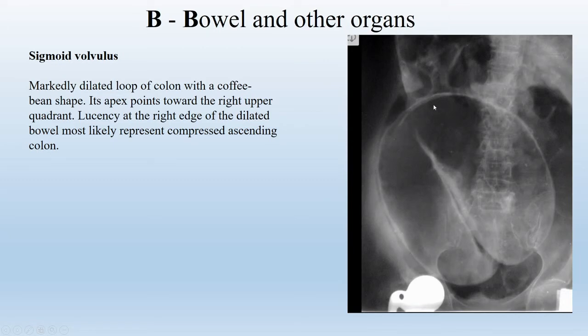Its apex is pointing to the right upper quadrant, and we can see the lucency at the right edge of the dilated bowel over here, representing the compressed ascending colon.